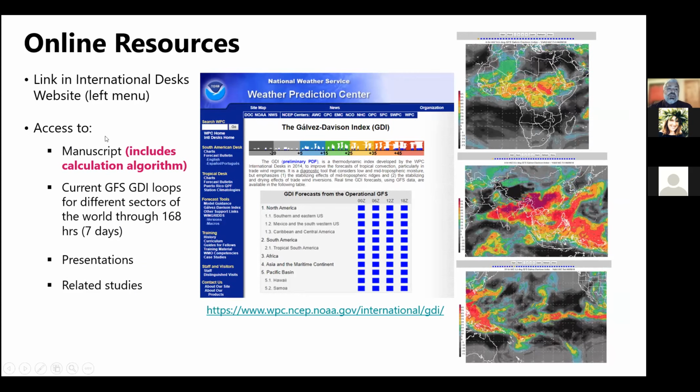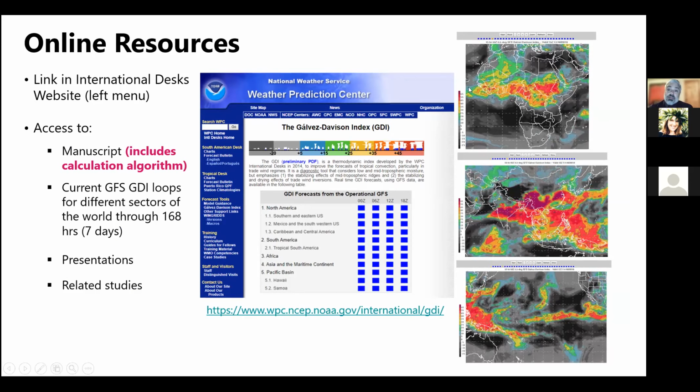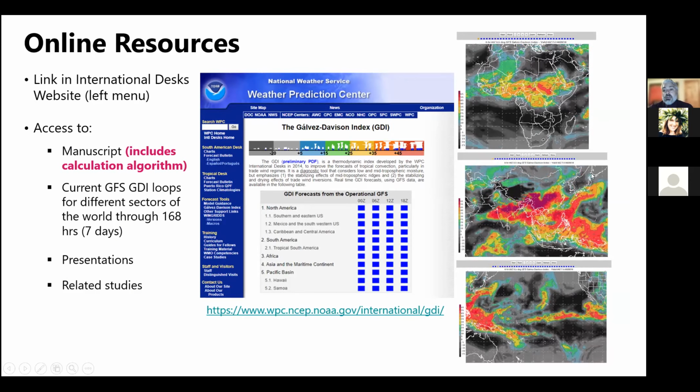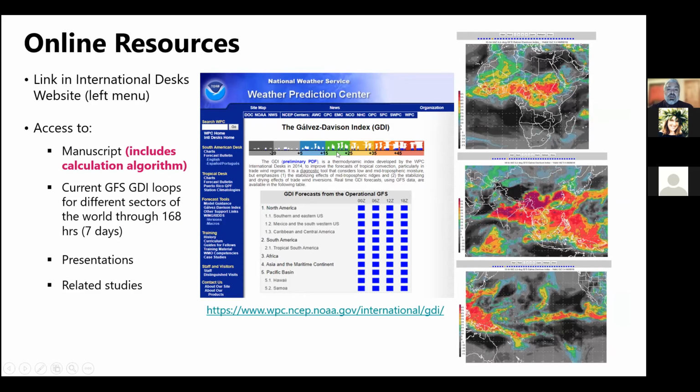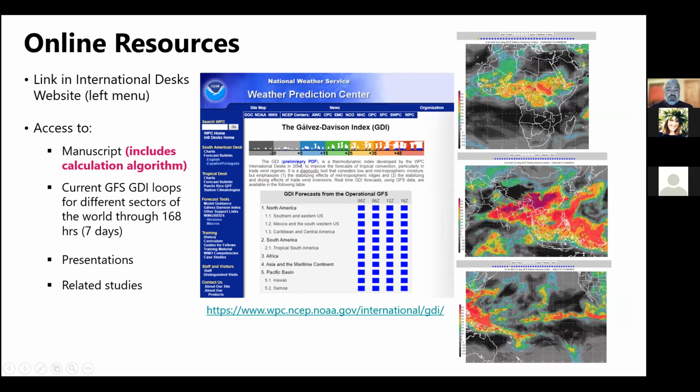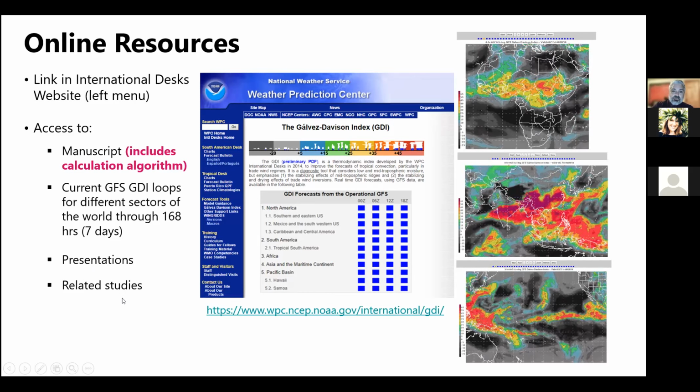On this website, you can also see different things. You can see the GDI calculated for different parts of the world. We have, for example, a domain for Africa, a domain for Asia and the maritime continent, and of course the Pacific domain and the domains for the Americas. You can also find a manuscript that you can use to code the GDI if you want to code it, and also to read a little bit further about it. You have some presentations and some related studies.